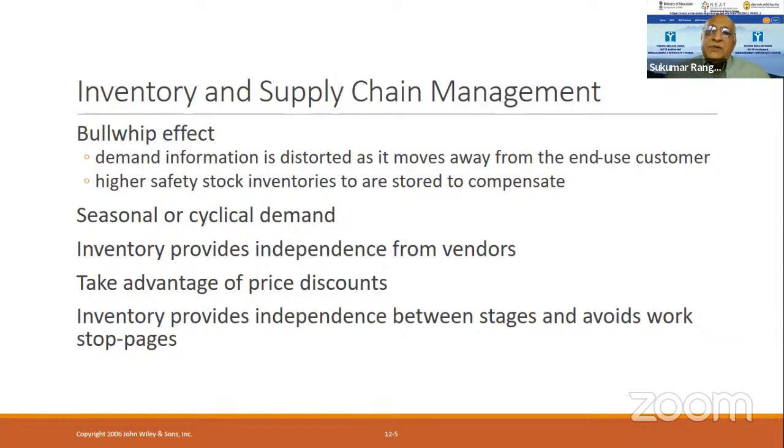Inventory provides independence between stages and avoids work stoppages. As I said, if let us say there are 5 processes, and at each process I have at least one shift of material available, then even if something goes wrong in the previous process, the next process will not get disturbed. So the buffer is always built up in many cases.